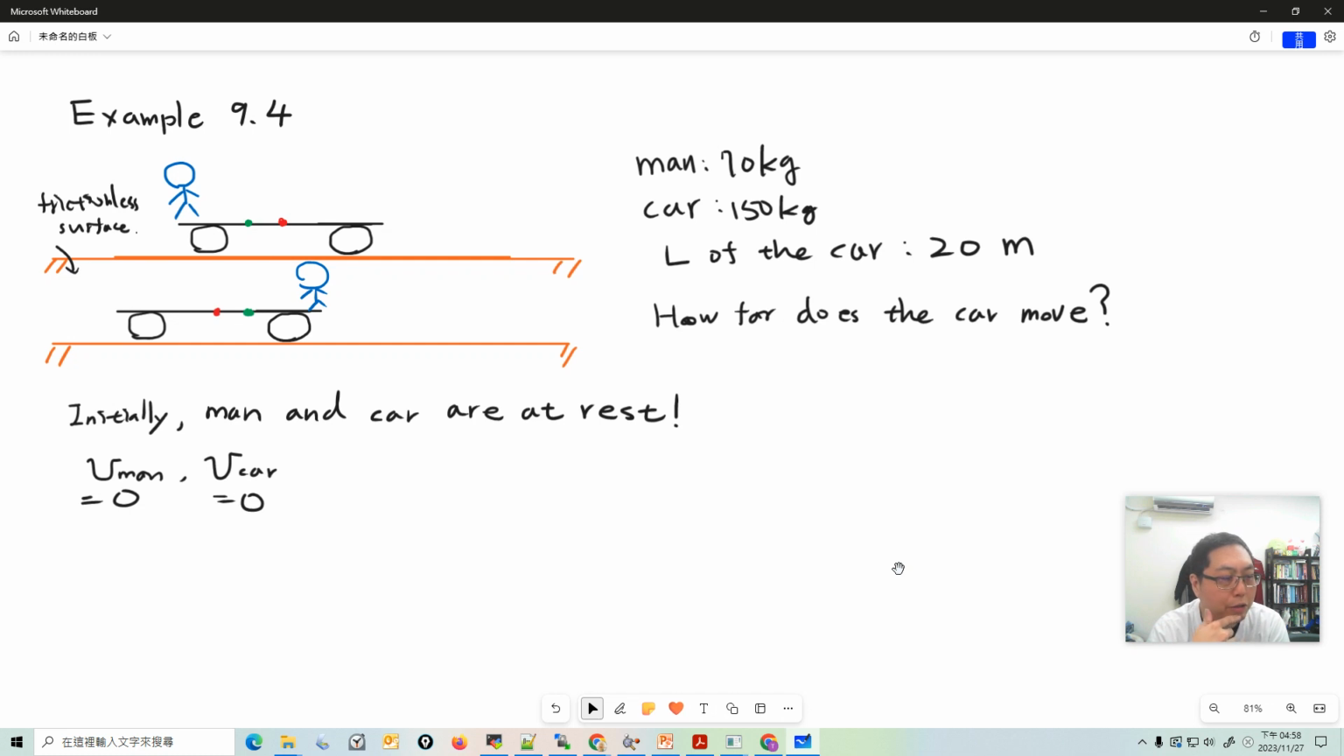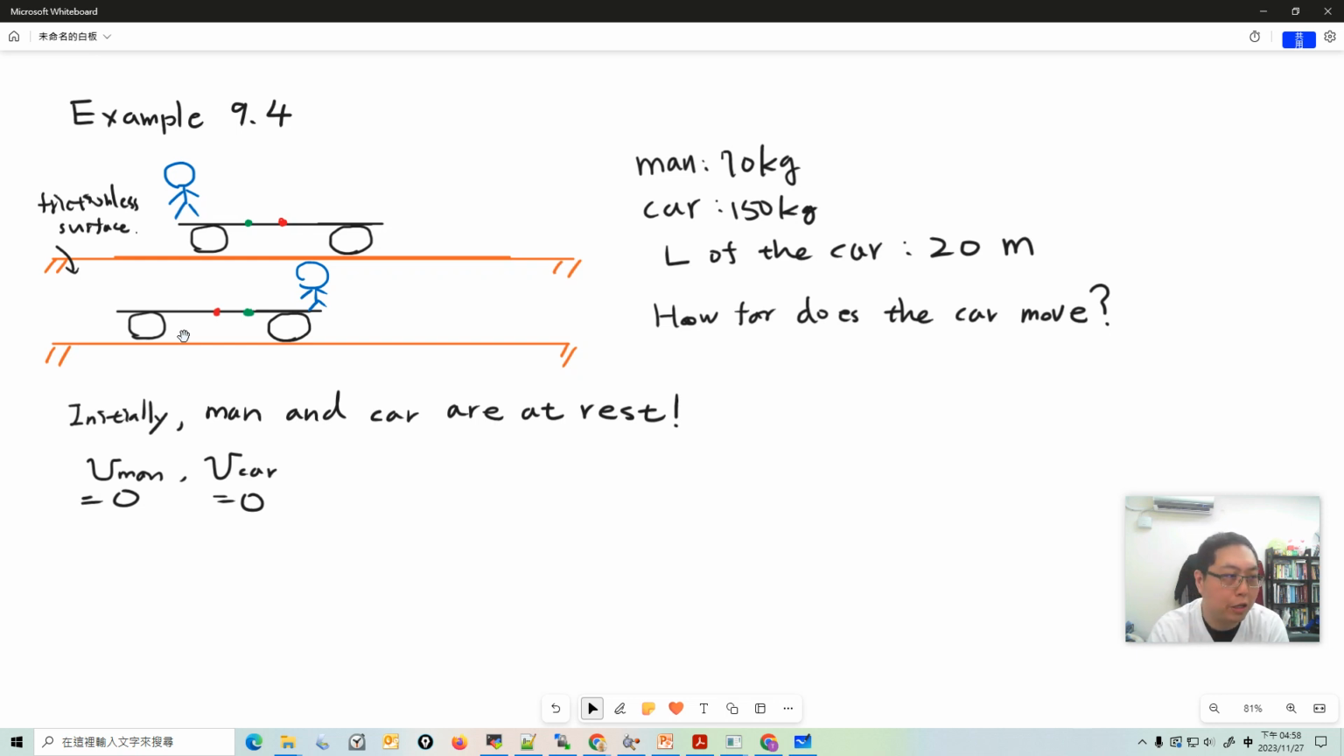Suppose that we have a frictionless surface, and a man is standing on the car at the left end of the car, and then he starts to move from the left end to the right end. As the man moves from the left end to the right end, the car will move to the left, very similar to momentum conservation. The car moves to the left, and the problem wants to ask you how far the car moves.